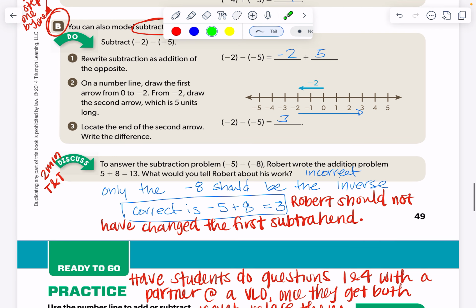So then you'll launch students into a 2-minute turn and talk. It says to answer the subtraction problem, -5 minus -8. Robert wrote the addition problem as 5 plus 8 equals 13. What would you tell Robert about his work? Well, we know in order to do the additive inverse, we must keep the first part the same, and Robert did not. He changed -5 to +5. He should have left it as a -5, so he is incorrect.